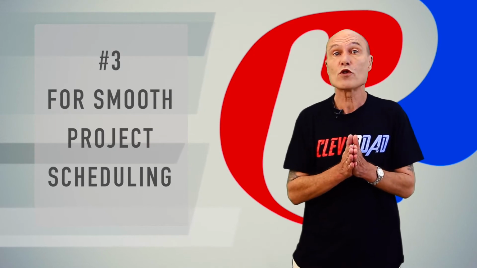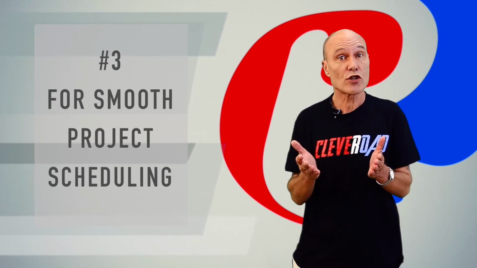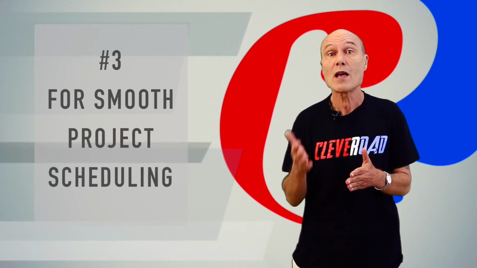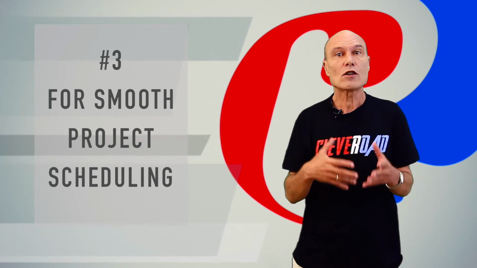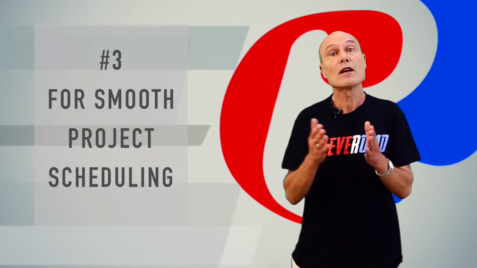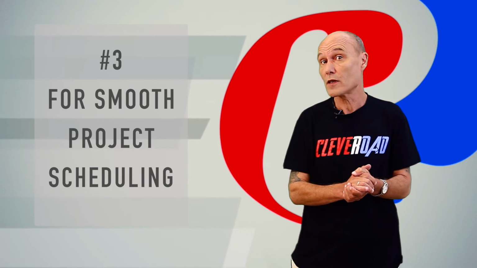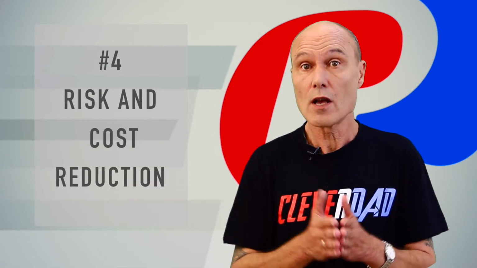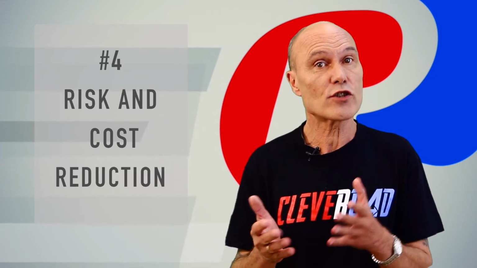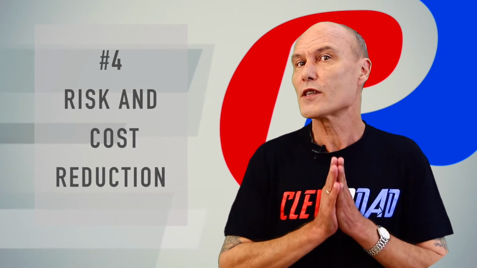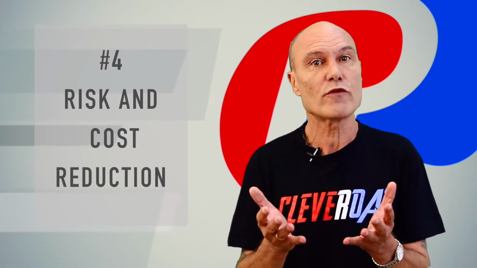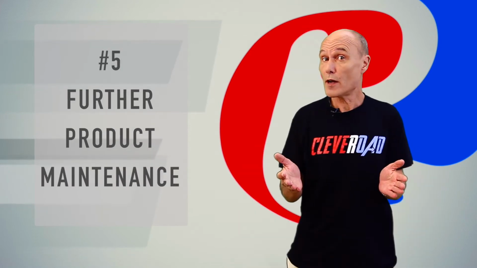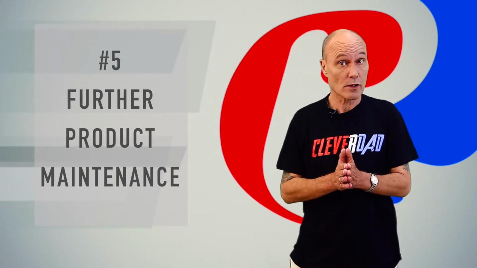Number 3, for smooth project scheduling. A specification document with nailed down decisions not only helps assess the workload of the whole team and each member separately, it conscientiously works out the plan, assigns the tasks, and takes control of the development workflow. Number 4, risk and even cost reduction. A detailed description of the product architecture, functionality, and performance offers a seamless development process and prevents you from unnecessary frustration during project-related decision-making.